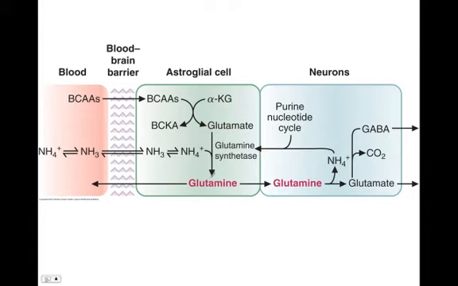The substrates for the synthesis of glutamine primarily come from branched-chain amino acids, which are transported across the blood-brain barrier, are deaminated by branched-chain aminotransferases to generate glutamate. From here, a glutamate can be used to synthesize a glutamine using glutamine synthetase.